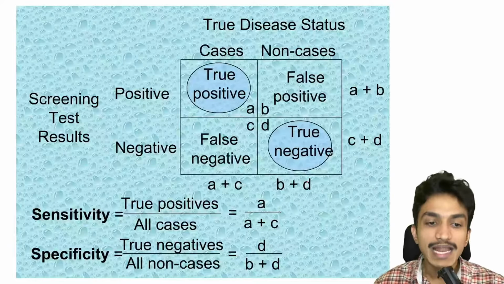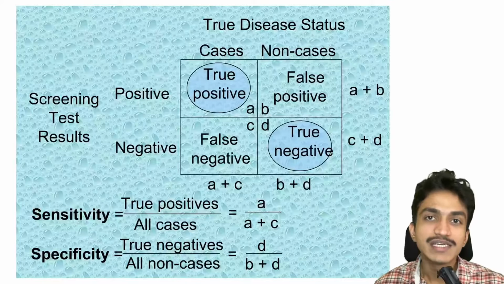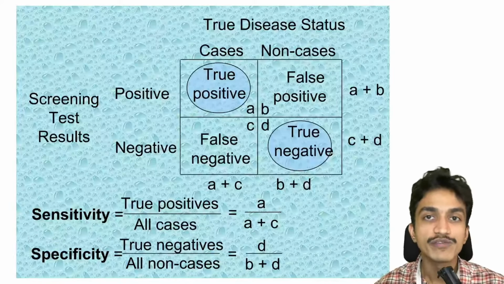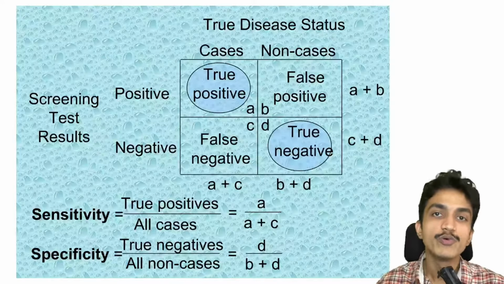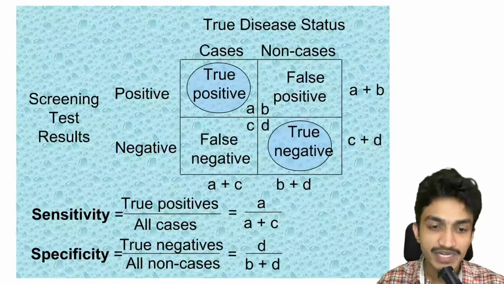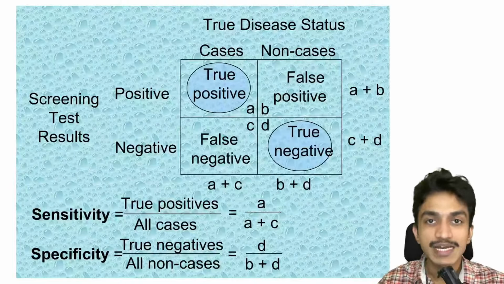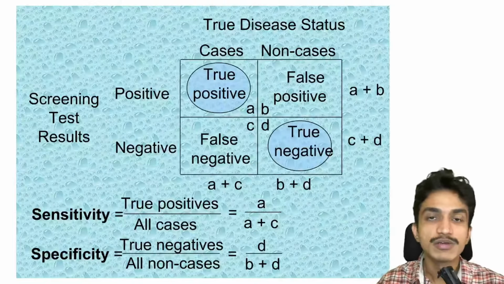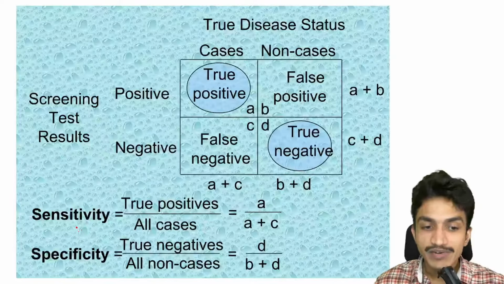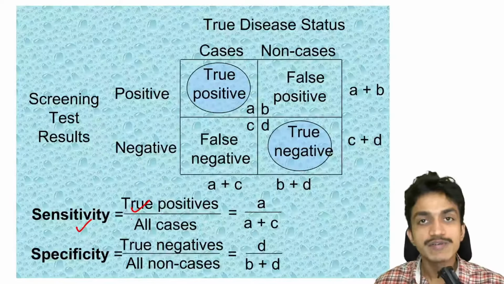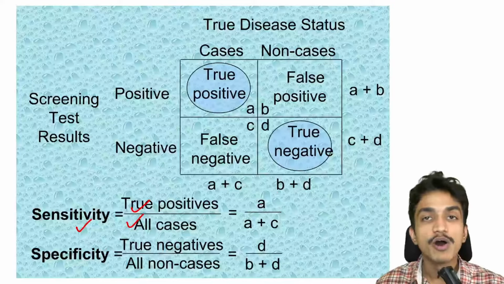Now, how do we calculate sensitivity? So sensitivity is, out of all the cases, what is the percentage of the true positive, and how much we are able to screen out, that is the true negative, is shown by the specificity. So the sensitivity is given by true positive compared to all the cases.